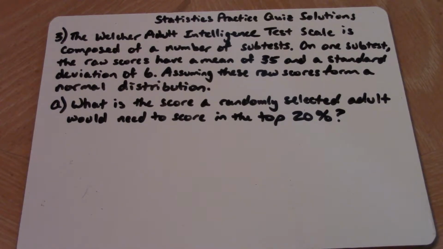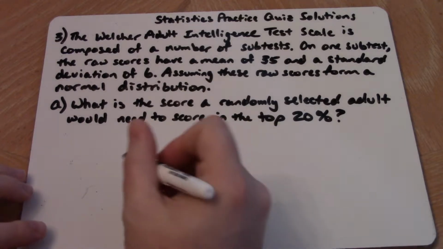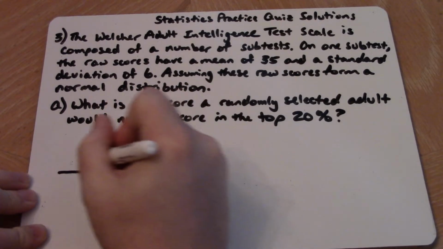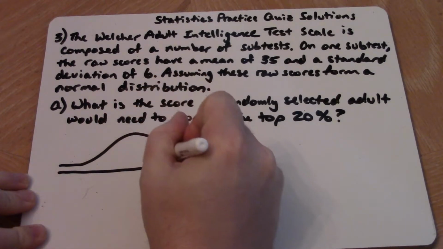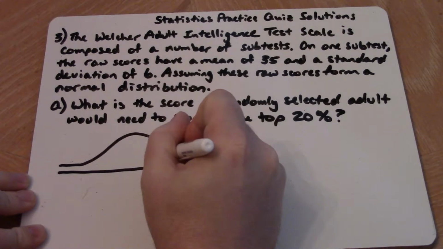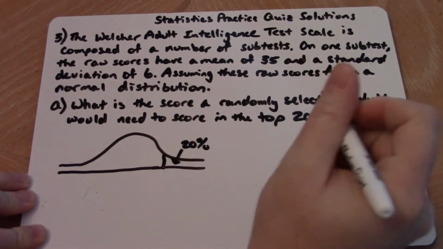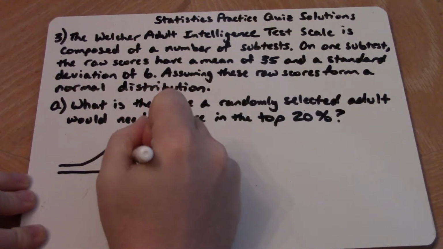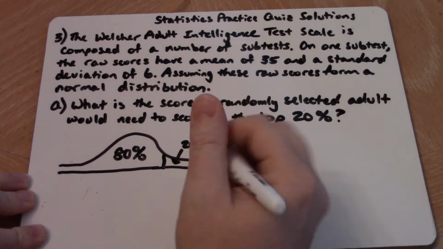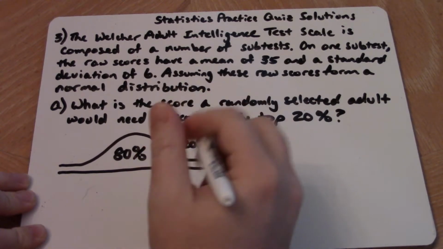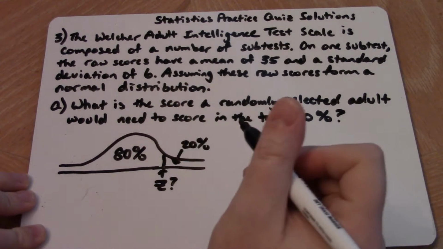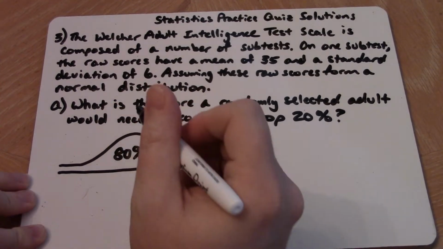So what we do is we have to think to ourselves first, if we're in the top 20%, then that means that there is 80% of all data below us. Okay, that would mean we have 20% above us, that puts us in the top 20. That means there's 80% below. So what we're going to look for is what z-score is this that would separate the lower 80%.